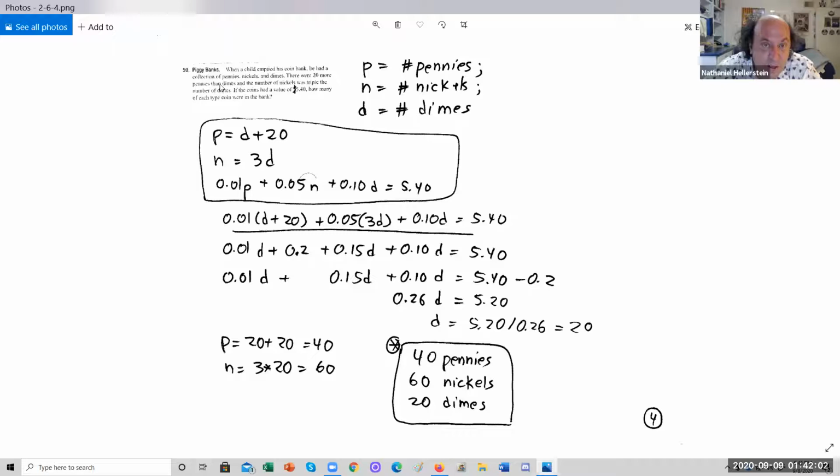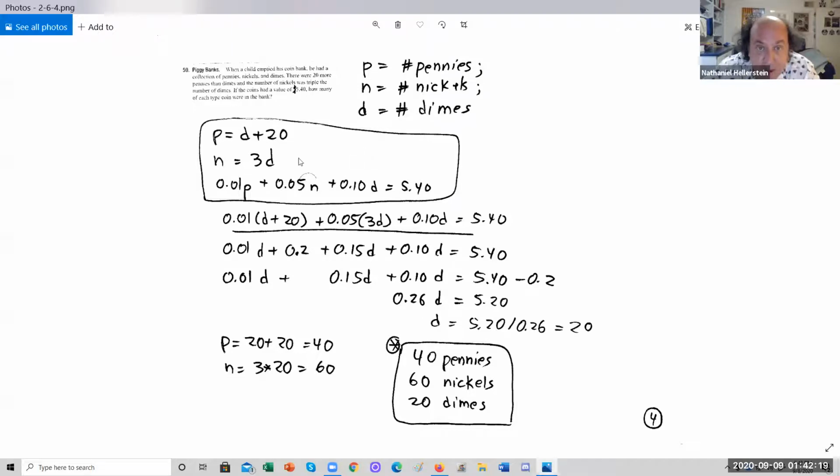So the number of pennies is 20 more than the number of dimes. There are 20 more pennies than dimes, so P equals D plus 20, and not the other way around. You know, that's the difficult part in translating. The number of nickels is triple the number of dimes, so N equals 3D, and again, not the other way around. You have to take care about that.